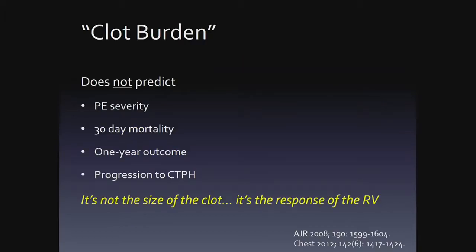You will get calls from the ED. They'll say, we see a massive PE. And what they mean is they see a big, scary looking PE on the CT. Remember, it's not about the size of the clot. It's about how the clot is affecting the right ventricle. The clot burden, the amount of clot that you see, does not tell you anything about the severity, the mortality, the one-year outcome, the likelihood that they're going to progress to have complications. So again, it's not the clot, it's how the RV responds to the clot.